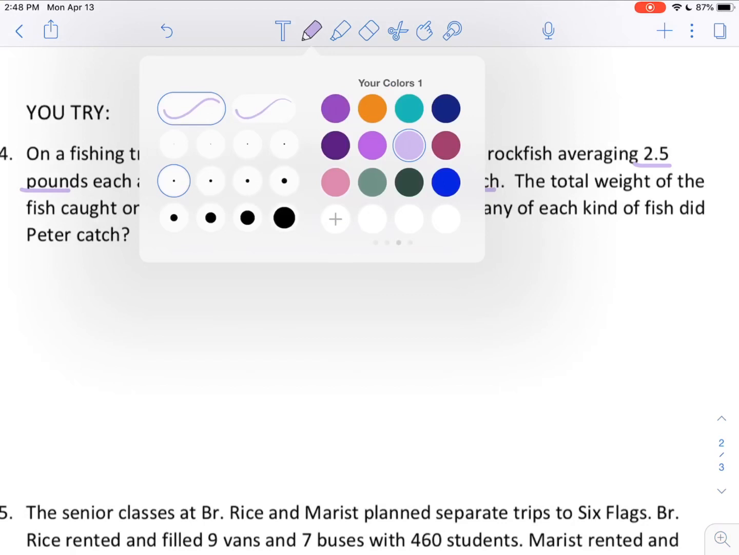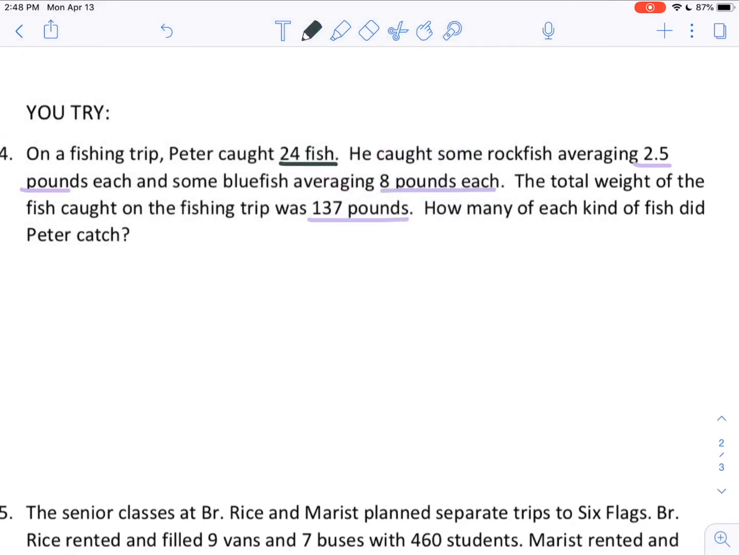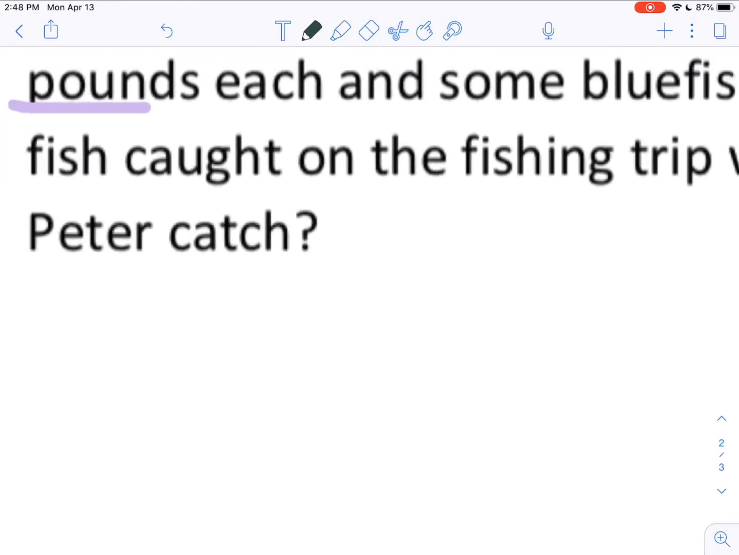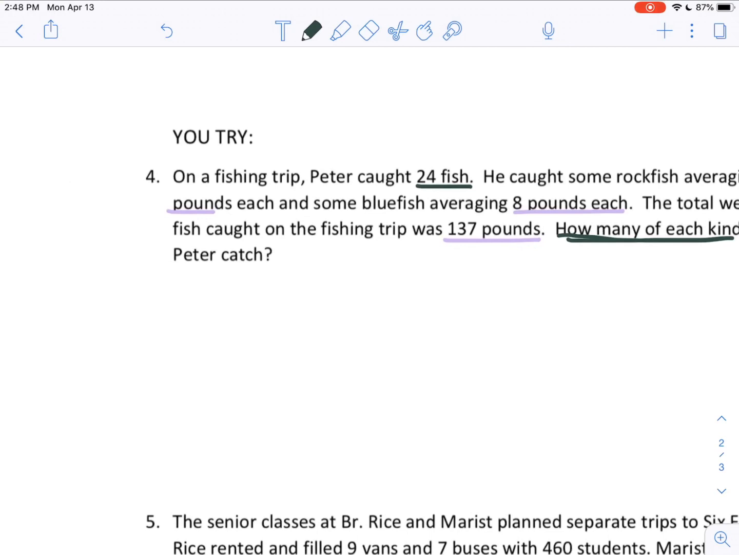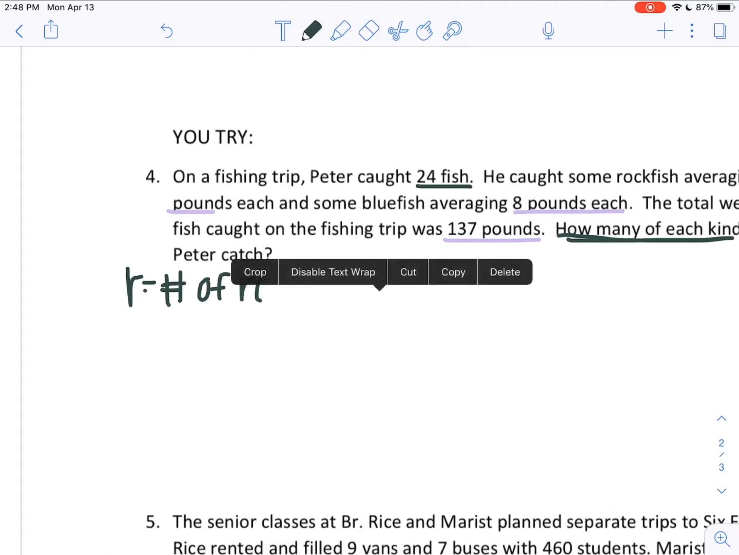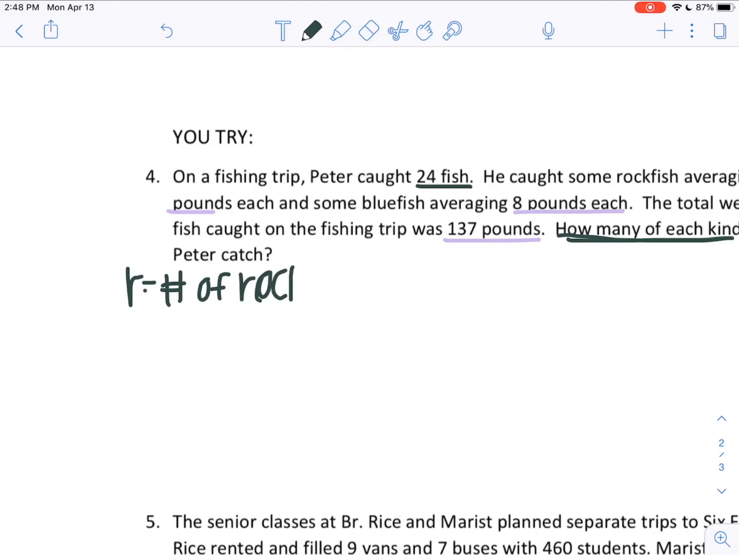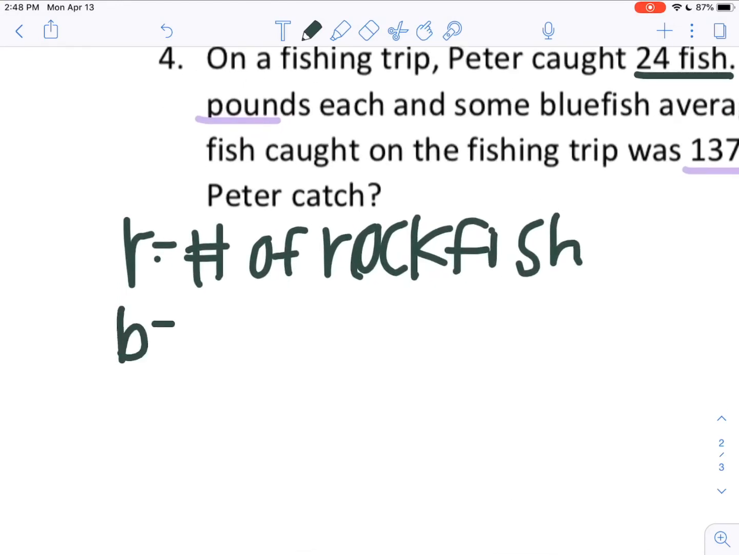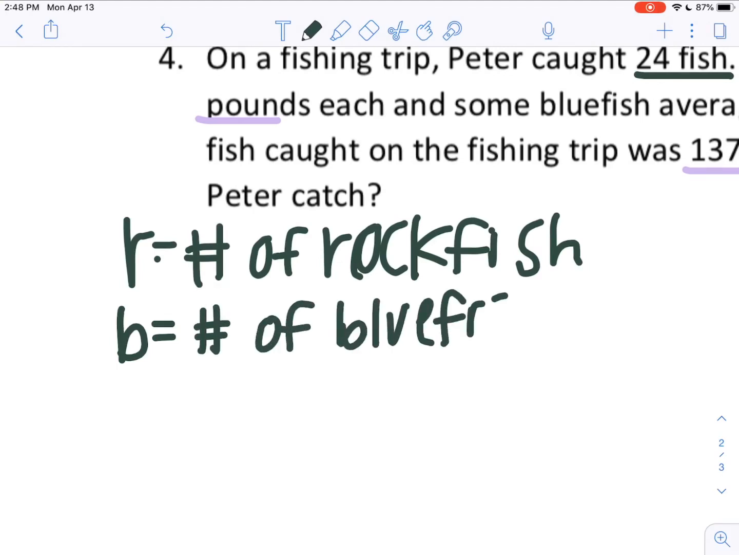How many of each kind of fish did Peter catch? So how many of each kind? So we're looking at the number of each fish. So my first variable is going to be R equals the number of rockfish. Okay, and then I'm going to say B is equal to the number of bluefish.